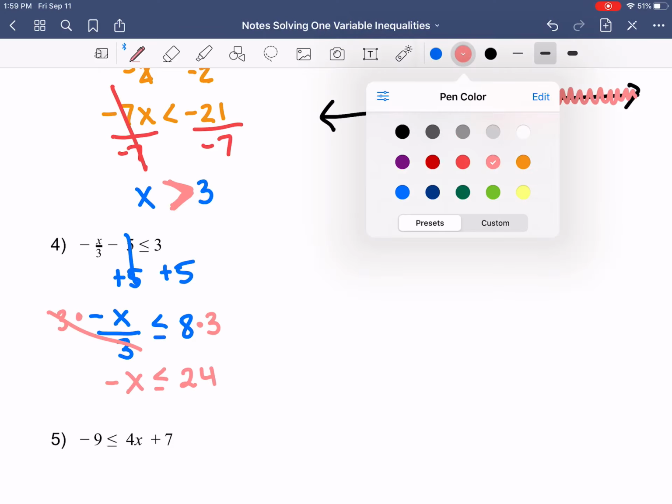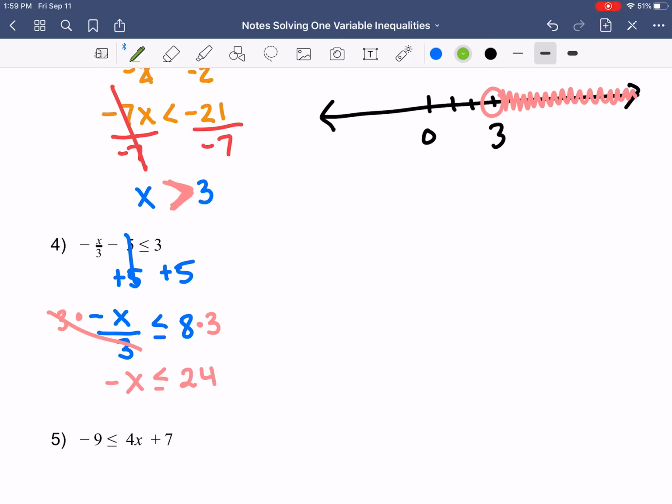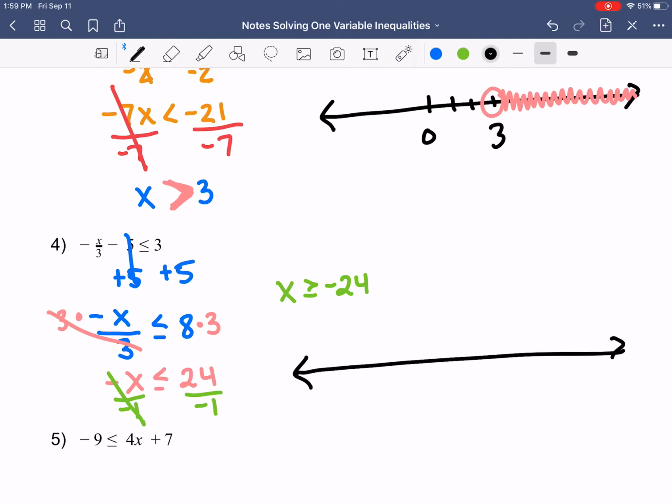That is not our final answer though, because we can't leave the negative in front of our x. We would technically be dividing both sides by -1. And if we divide both sides by -1, if you divide by a negative, that's going to change the sign. So instead of a less than or equal to, it now becomes a greater than or equal to. And positive 24 divided by -1 is negative 24.